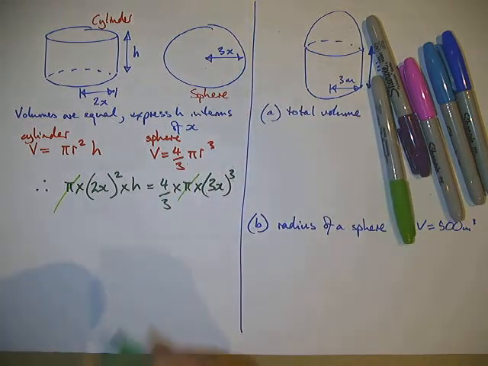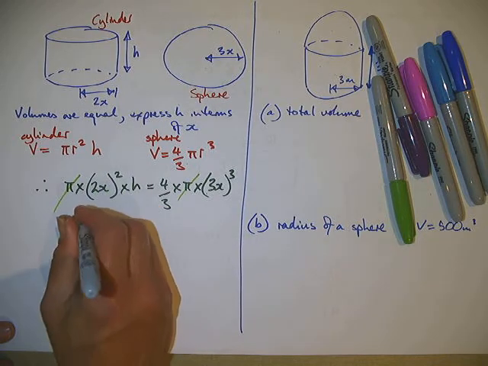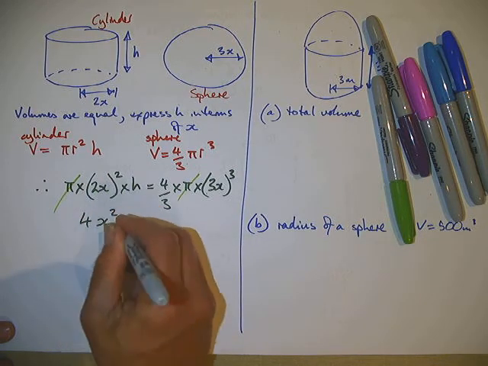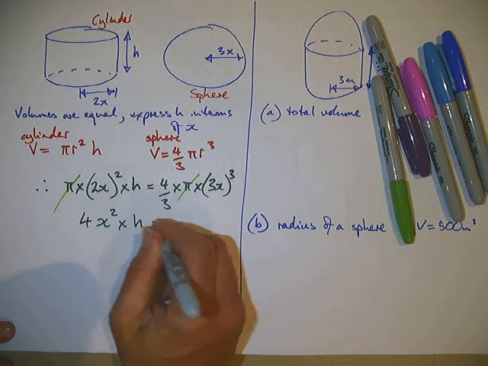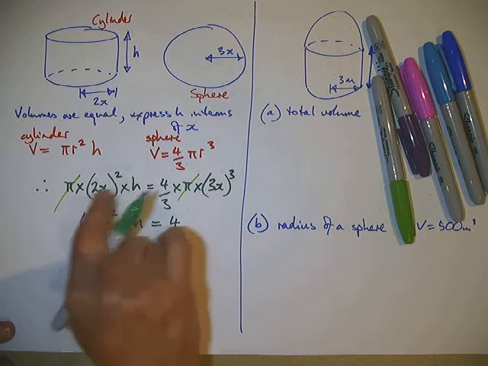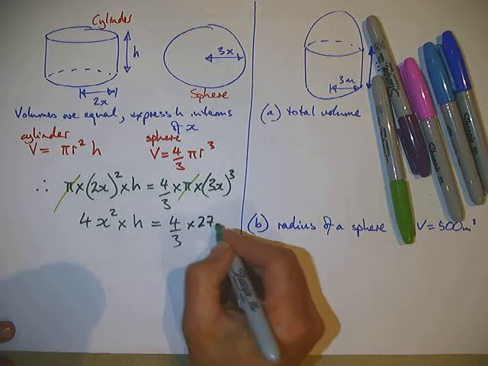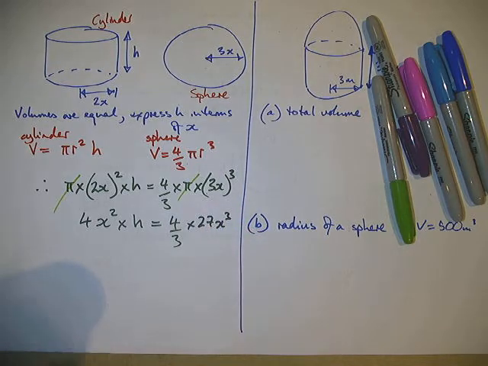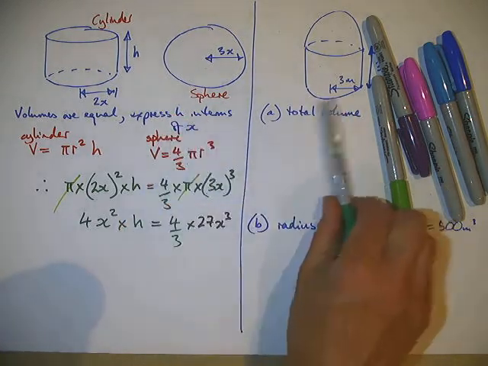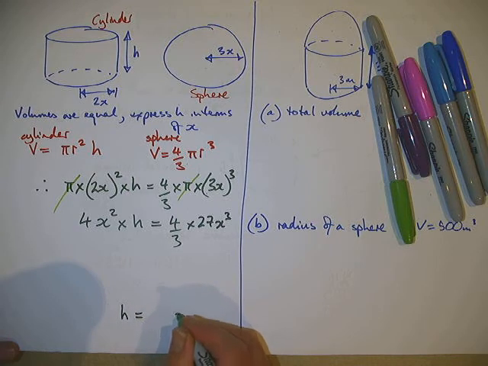So now I'm just going to expand carefully. I've got 2x squared. 2 squared is 4. x squared times h is equal to 4/3. Oh, I could have cancelled the, oh, I will cancel the 4. Didn't have a 4 before. 3 cubed is 27 x cubed. And what do I want at the end? I want h in terms of x. If you weren't sure what that means, it means I want h equal to something involving x.